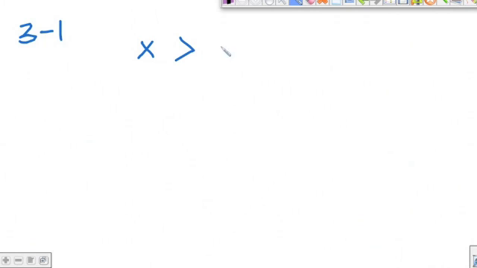This is greater than, because it's open to the one that's bigger. Okay? When you graph this, this one will get an open circle. Now this is greater than or equal to. That line underneath means that it is also equal to that number. And this one gets a closed circle whenever you're graphing it. And the same in reverse.